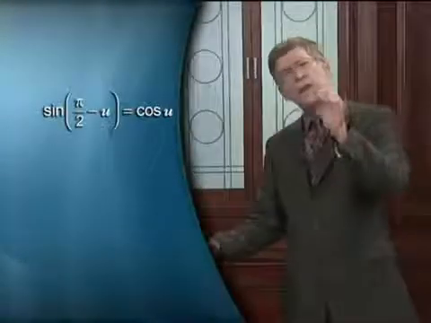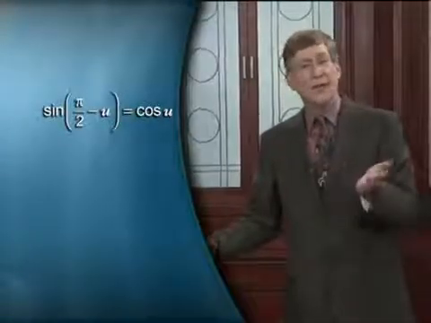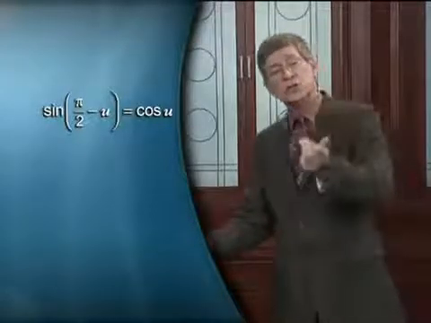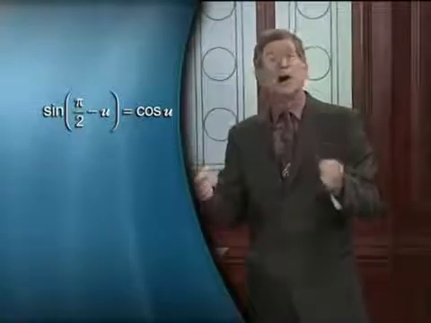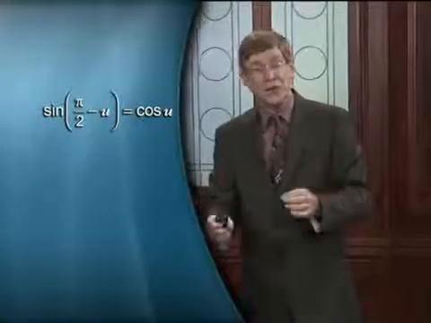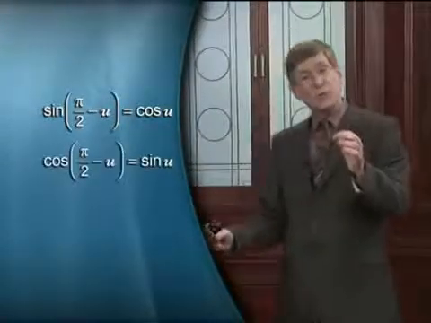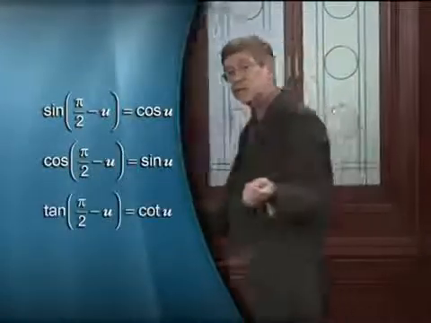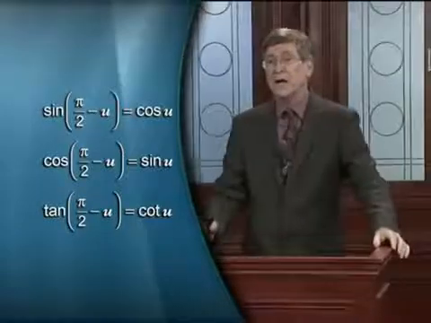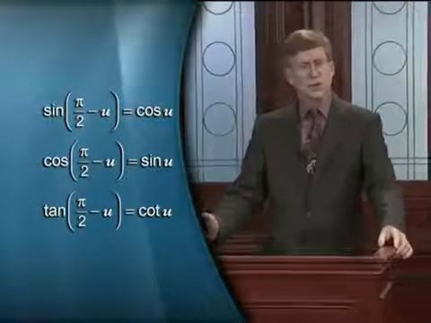And then we had some co-function identities. You might remember that we observed that sine of pi over 2 minus some angle u equals cosine of u. In other words, co-functions of complementary angles are equal. Cosine of pi over 2 minus u equals sine u. And the same is true with tangent. Tangent of pi over 2 minus u is cotangent u.